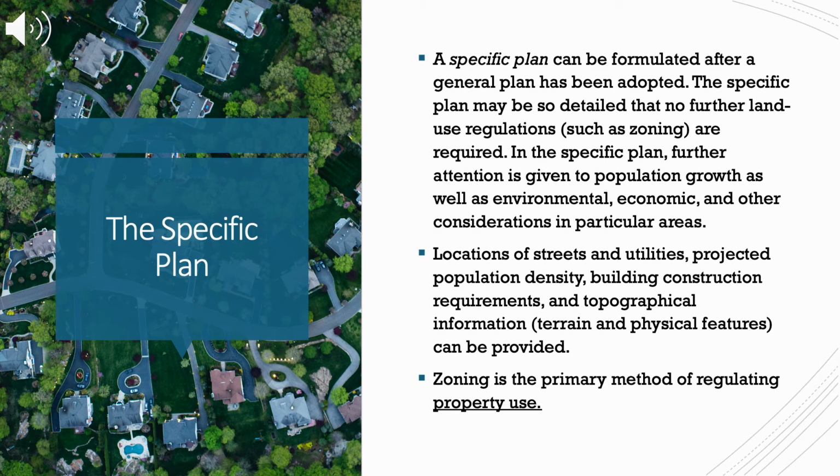The specific plan. A specific plan can be formulated after a general plan has been adopted. The specific plan may be so detailed that no further land use regulations, such as zoning, are required. In the specific plan, further attention is given to population growth, as well as environmental, economic, and other considerations in particular areas. Locations of streets and utilities, projected population density, building construction requirements and topographical information, terrain and physical features can be provided. Zoning is the primary method of regulating property use.